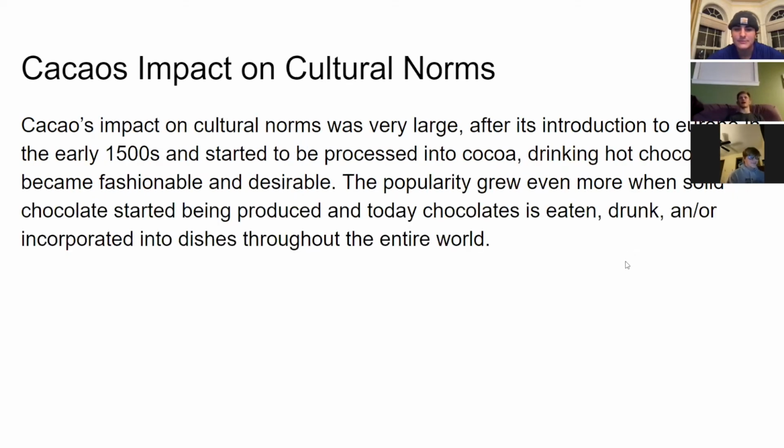Cacao's impact on cultural norms. Cacao's impact on cultural norms was very large. After its introduction to Europe in the early 1500s and started to proceed into cocoa, drinking hot chocolate became fashionable and desirable. The popularity grew even more when solid chocolate started being produced, and today chocolate is eaten, drunk, and incorporated into dishes throughout the entire world.